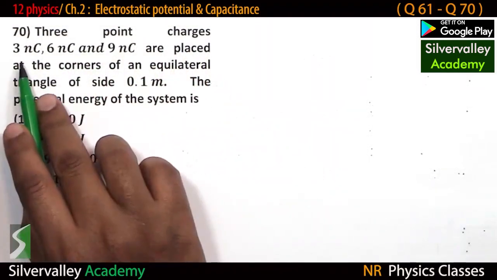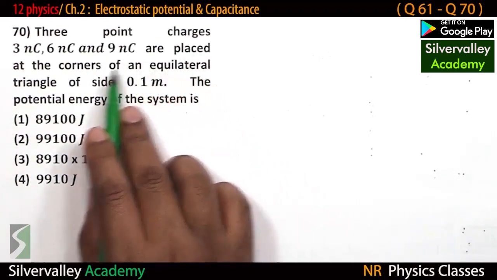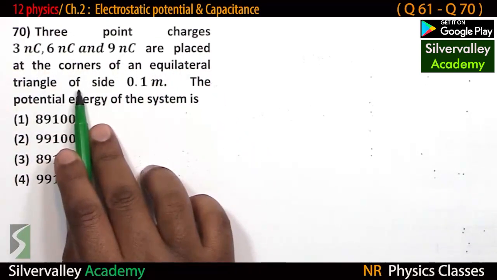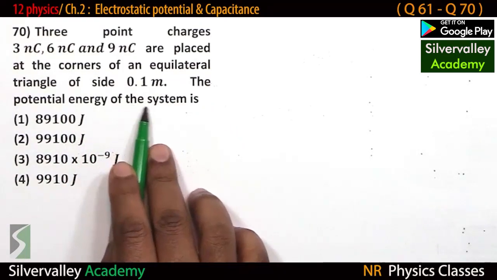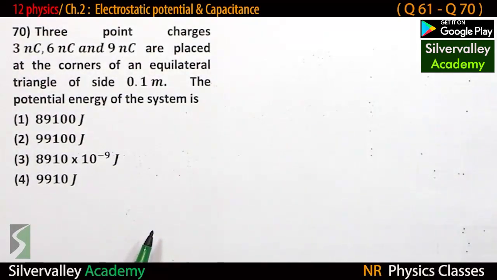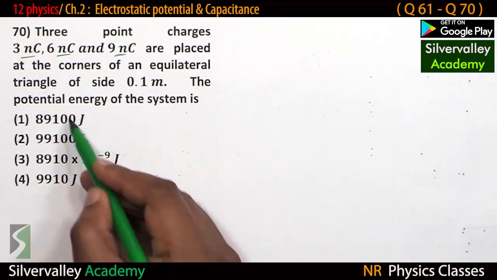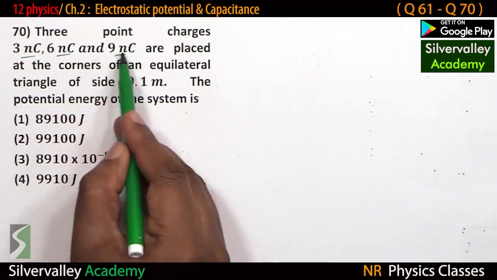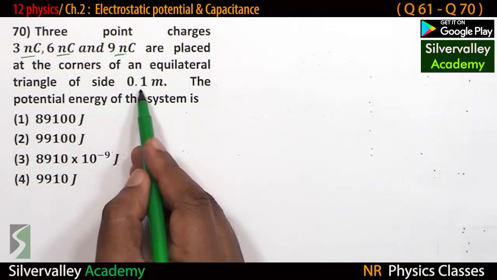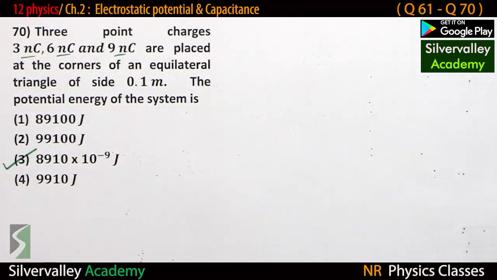Three point charges, 3 nano, 6 nano, 9 nano, are placed at the corners of an equilateral triangle of side 0.1 meter. The potential energy of the system is... 3 charges. Observe the options. Because of very small charges, nano, and small distance, we cannot have such big numbers. So this should be correct.